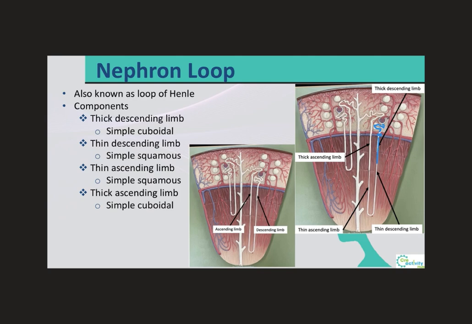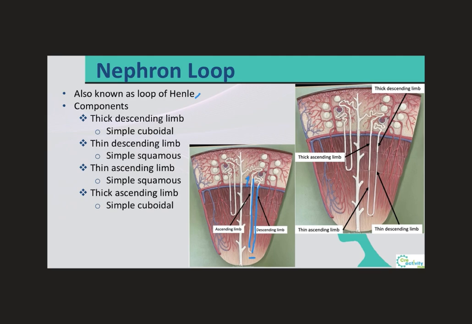Now, the nephron loop can also be called the loop of Henle, and it's divided into the descending limb, which is the one that's going down, and the ascending limb, which is the one that's coming back up. So this means that the fluid in the descending limb flows towards the deeper part of the medulla, and the fluid from the ascending limb flows back towards the renal cortex.